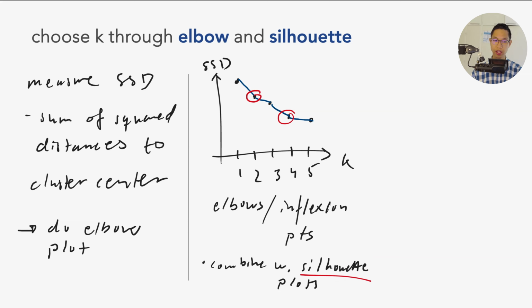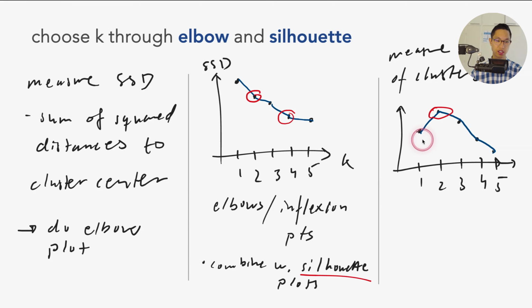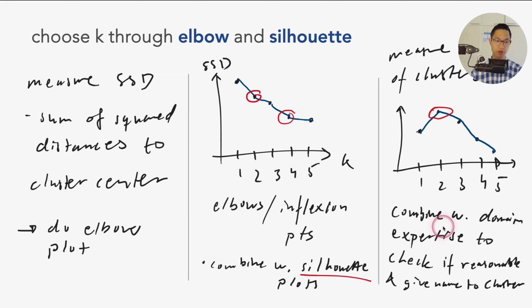You can combine this with the silhouette plots. The silhouette plot is a measure of tightness of the clusters. You can see here that this is a silhouette plot, and you look for the knee where there's a maximum. Combine these two with domain expertise to check if it's reasonable, and then you can give different names to the clusters based on what the domain expert says.